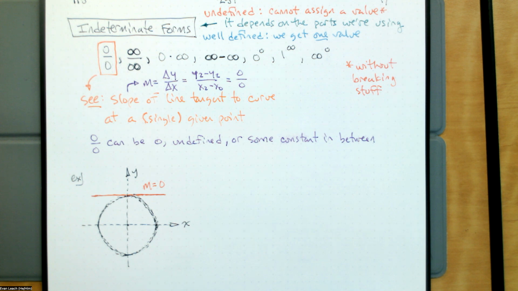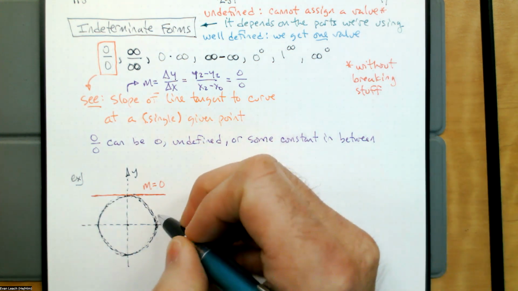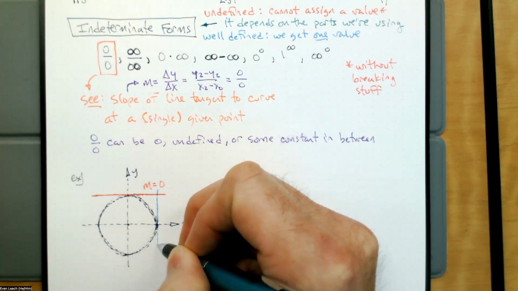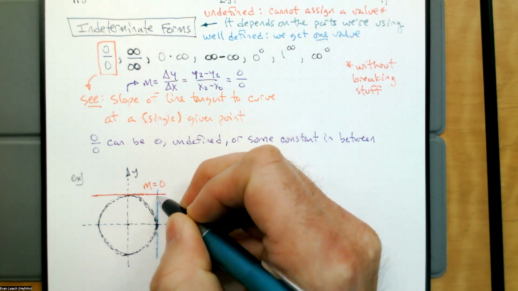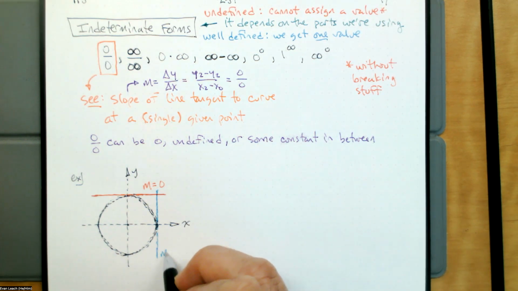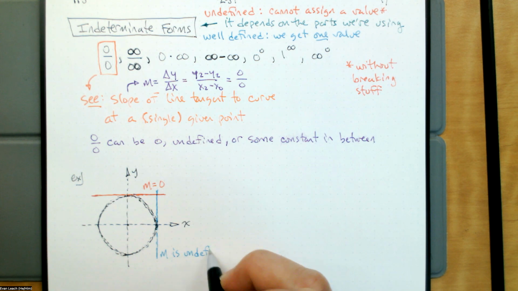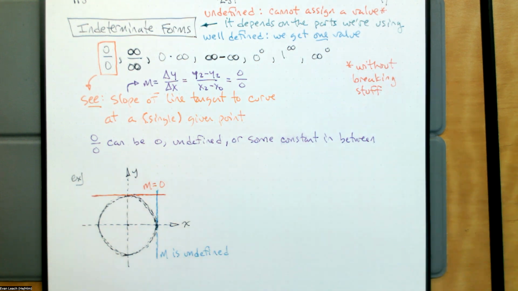Notice at this point up in the front of the circle, is this the front of the circle? Doesn't matter. If I draw a tangent line here, then the slope is undefined. In this case, 0 divided by 0 is undefined, whereas at the top of the circle, 0 divided by 0 is equal to 0.